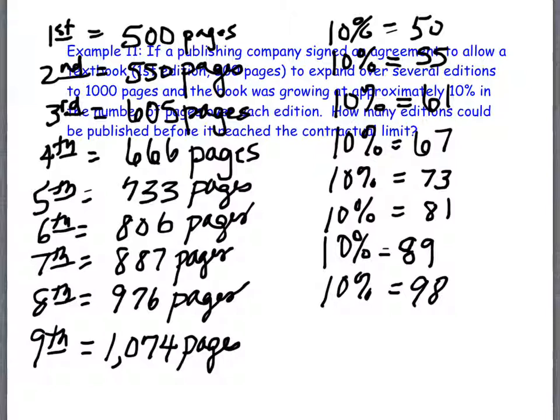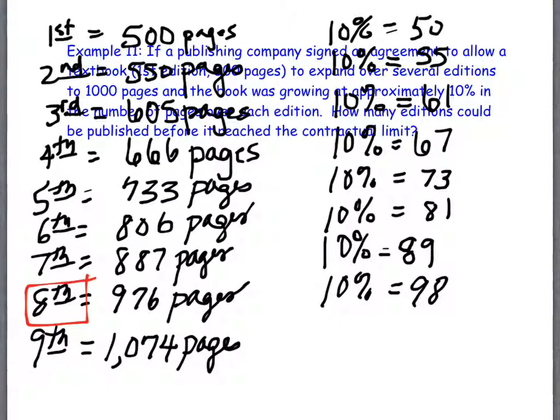Okay, so it actually says the book is going to expand over several editions to a maximum of 1,000 pages. The book is growing at 10%, the number of pages of each edition. How many editions could be published before it reached the limit? And the answer is 8. They won't keep publishing it after 1,000 pages, so it can reach 8 editions.